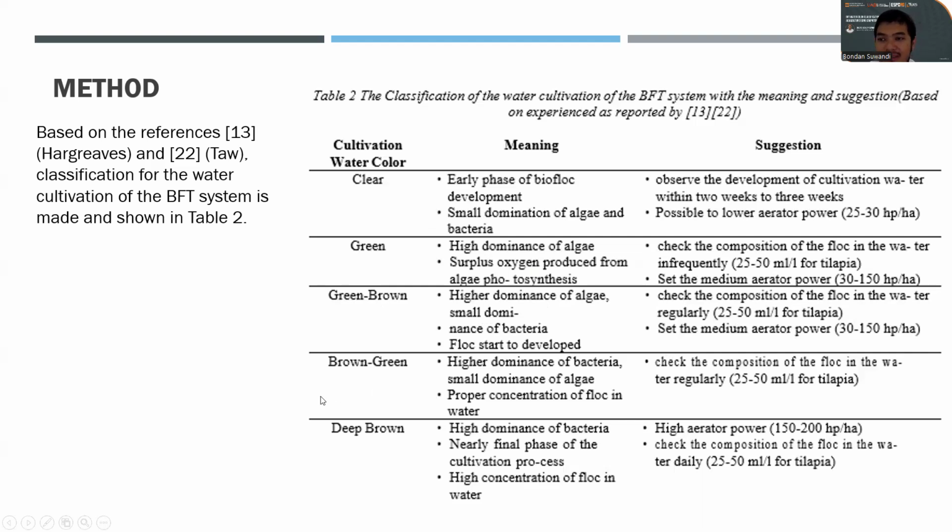Once the water starts to be brown-green and deep brown, it means the water is dominated by bacteria. It means it needs higher consumption of aerator power. It needs more power in the aerator. Why? Because bacteria don't produce any oxygen. Even more, they need more oxygen. That's why we can suggest that the cultivator increase the power of the aerator. And we can also suggest that when the water becomes deep brown, it means it's near the final phase of the cultivation process.